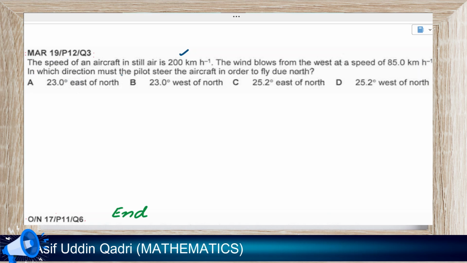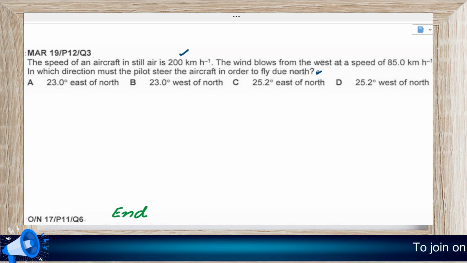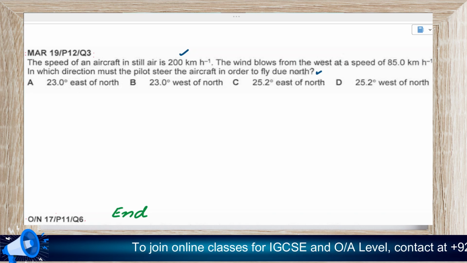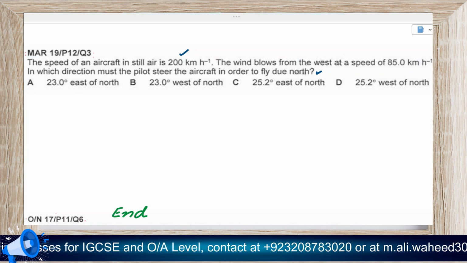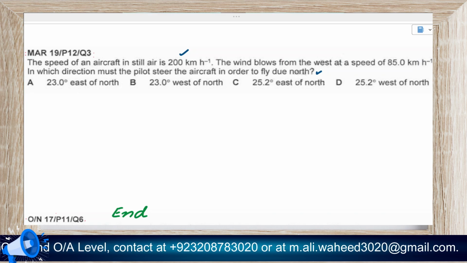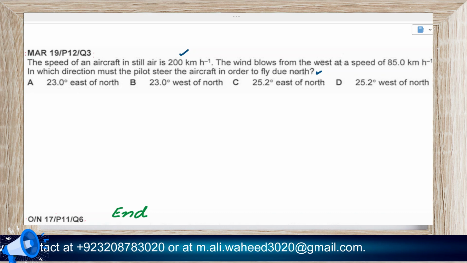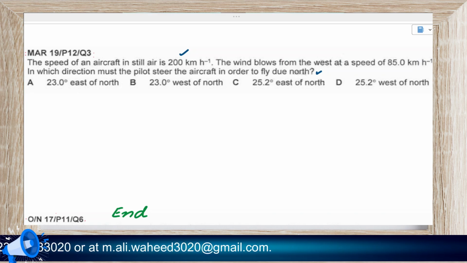In which direction must the pilot steer the aircraft in order to fly due north? And for the third vector, we have to find the direction. We don't know the magnitude. They have not asked for the magnitude. For the third one, we need to find the direction.